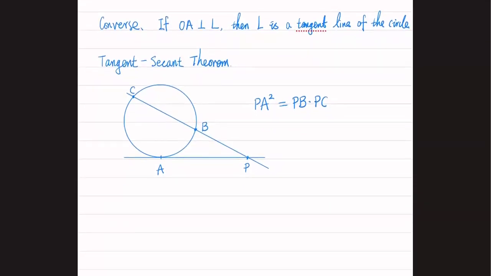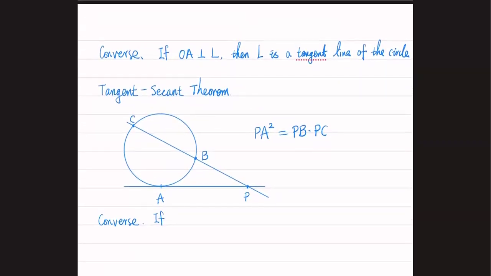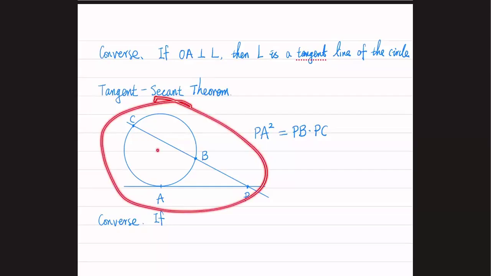Okay, Amy, let's try. What's the converse? PB over PA equals... Okay, so let's see. How do we construct a converse? The converse goes backwards. So what's the forward? Forward is this: a tangent, a secant, we have the identity.